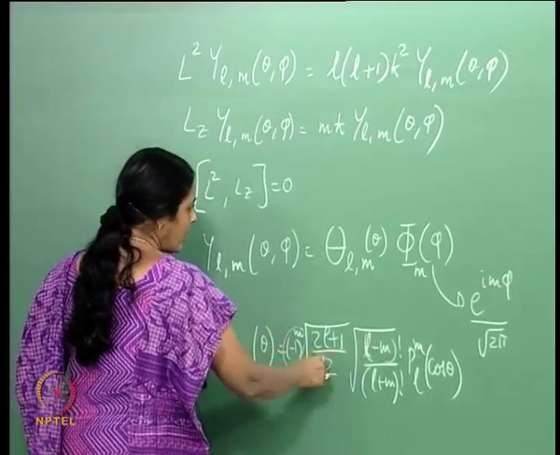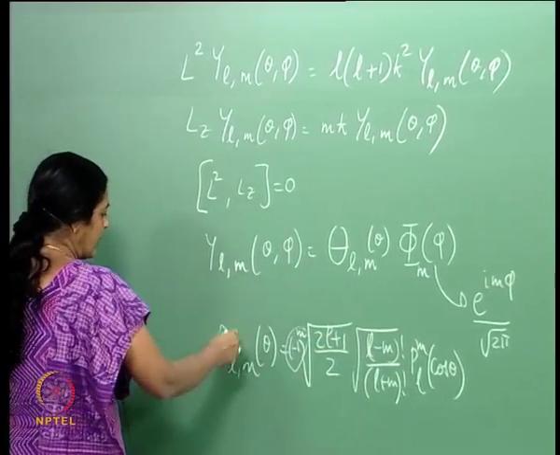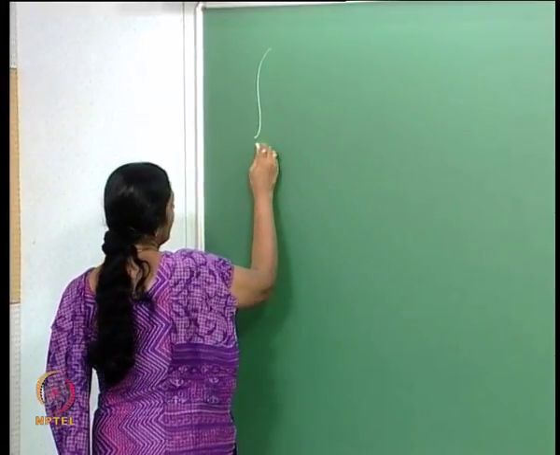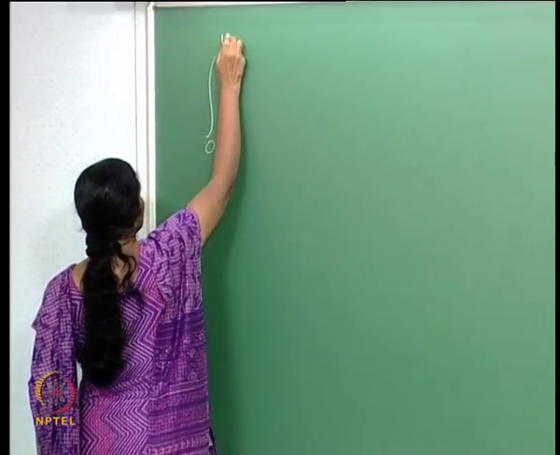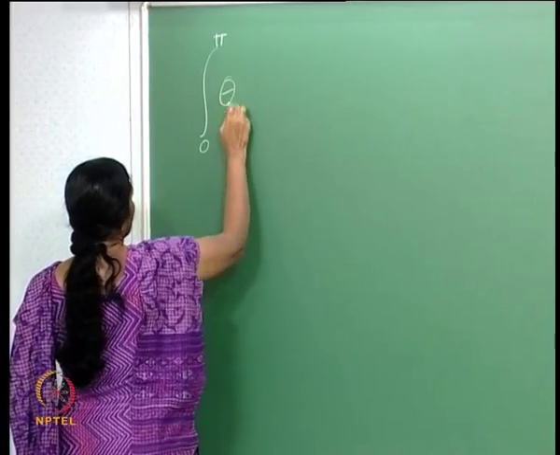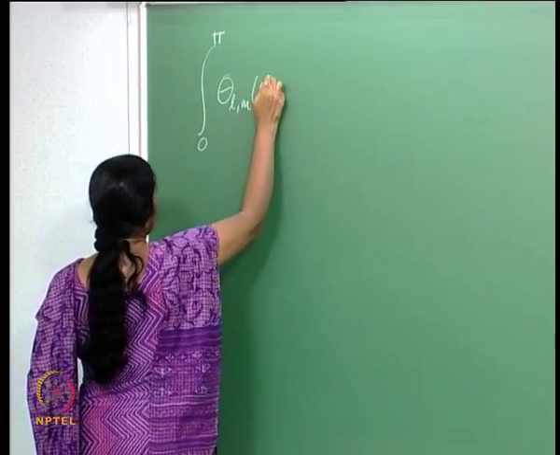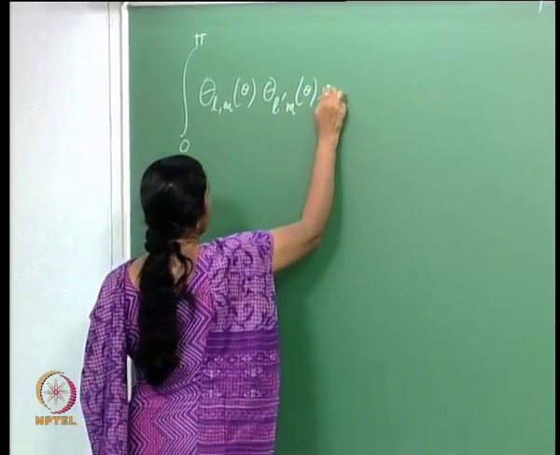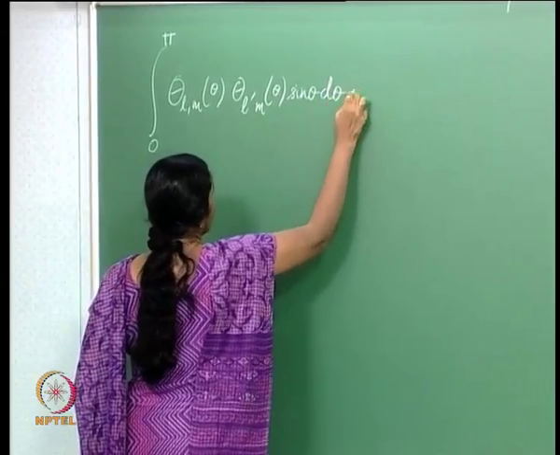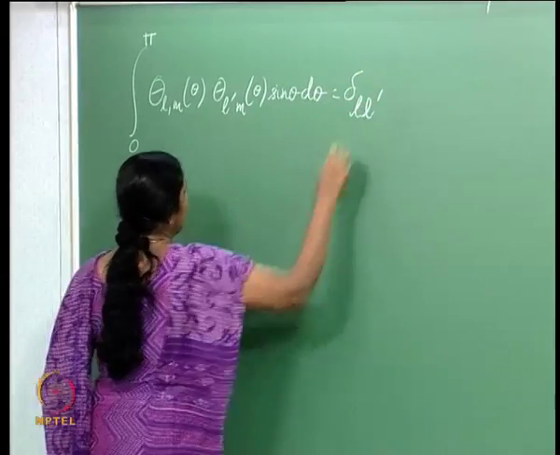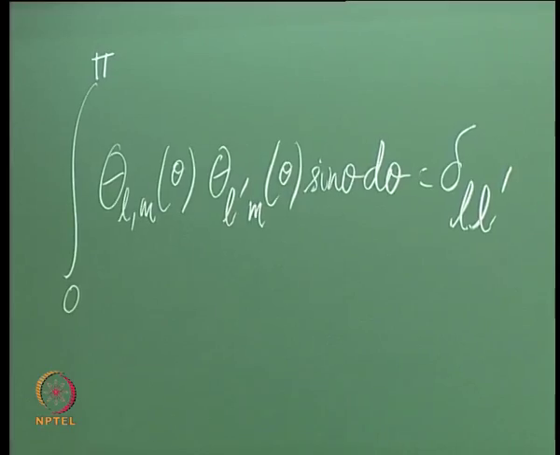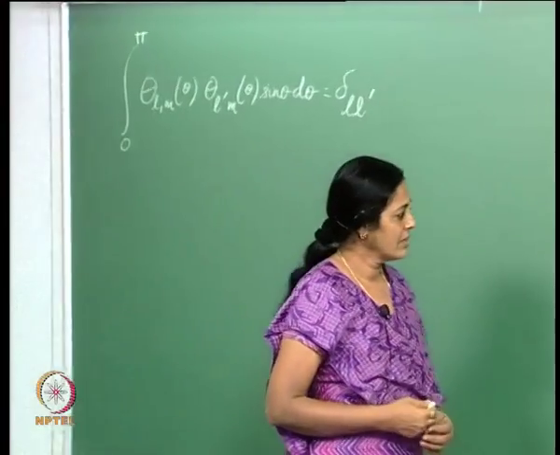Now with these normalizations you can easily check that Theta_L^m of theta is normalized. In other words, the integral with theta going from 0 to pi of Theta_L^m of theta, Theta_L'^m of theta, sin theta d theta is delta L L prime. So that is the way the wave function gets normalized.